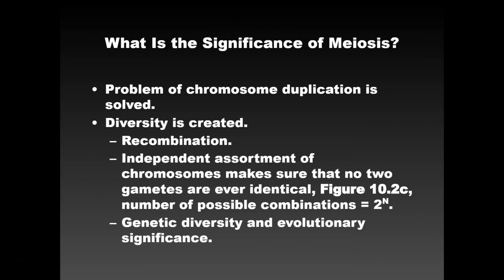So the problem of chromosome duplication is certainly solved by meiosis, because remember, if you took my 46 chromosomes and put them together with another 46, that'd be way too many sets of chromosomes. You also create diversity, which is the most important function of meiosis, okay? Because of recombination, where genes are exchanged with one another, and independent assortment, you wind up with unique combinations at the very end. This has a ton of significance for genetic diversity.